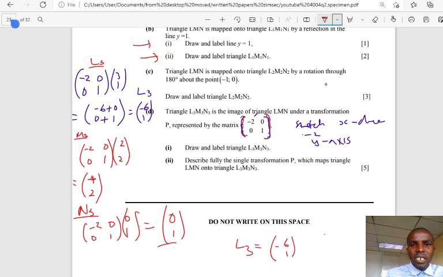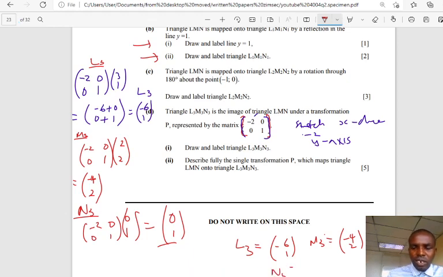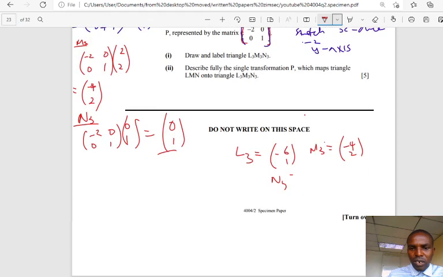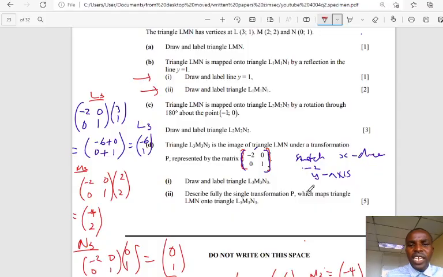Then M3 is -4, 2. Then N3 is 0, 1. So the question is saying, draw and label triangle L3, M3, N3. Draw and label this triangle.